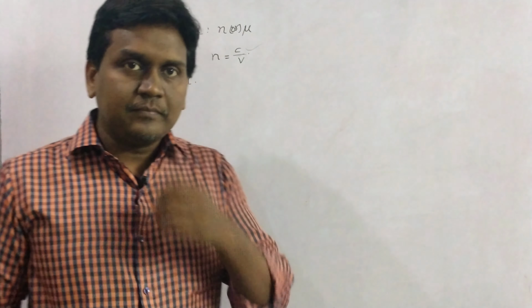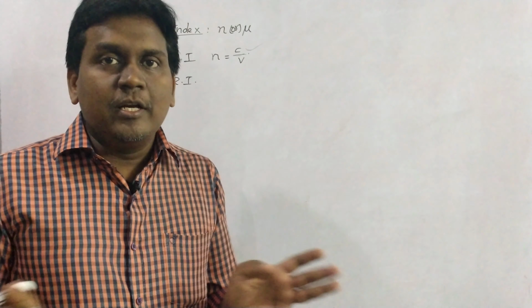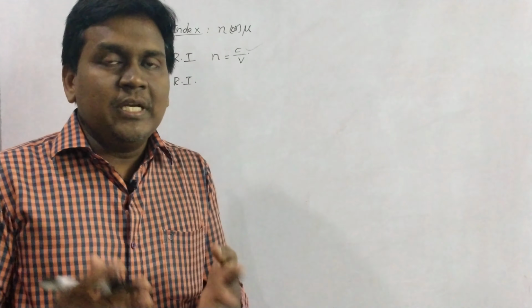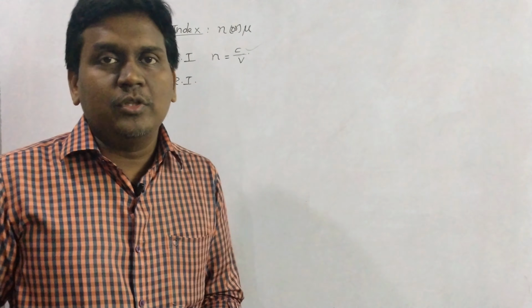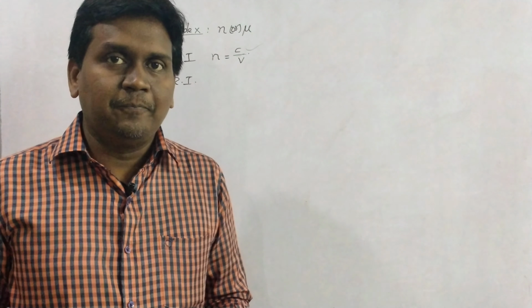And this refractive index will have no units, as it is the ratio of speeds, speed by speed. So both will cancel. So there is no unit for this refractive index.